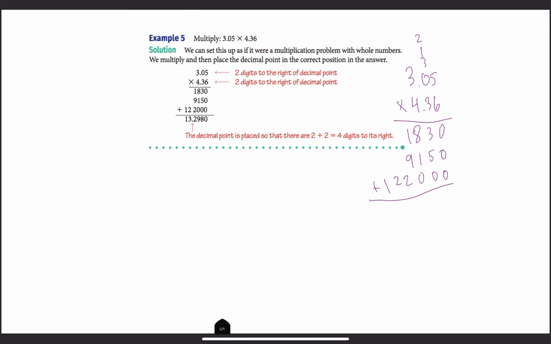So if I did my subproducts correctly, and then I added them correctly, let's see. Then I should have 1, 2, 3, 4 digits to the right of the decimal. So 13.298. And I don't actually need this extra 0 here. I don't need that trailing 0, although it's not wrong to put it. So it's optional.